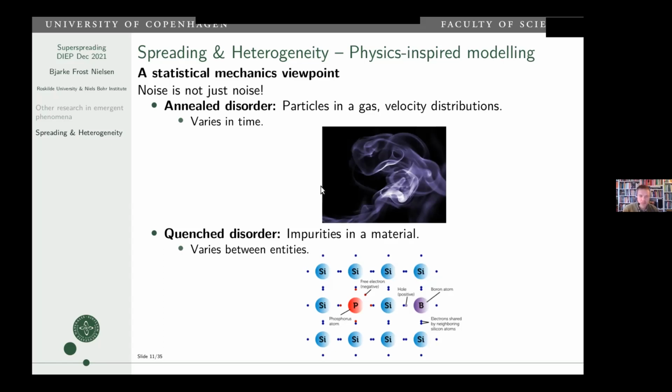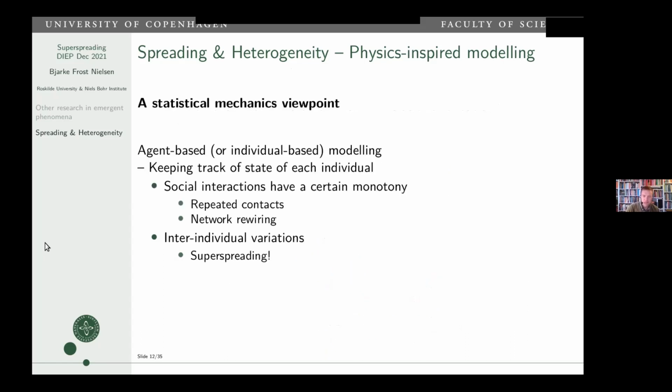The opposite extreme is quenched disorder. That's more like impurities in a material, for instance. So if I look at this crystal and I see that there's a phosphorus atom right here and a boron atom over here, then if I look again tomorrow at the same piece of crystal, the phosphorus atom is still going to be there and not at some other site in the crystal. So that's more like quenched disorder.